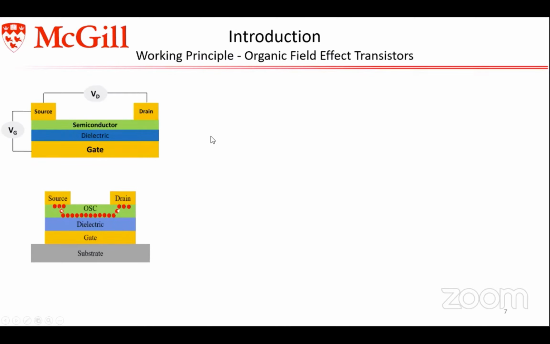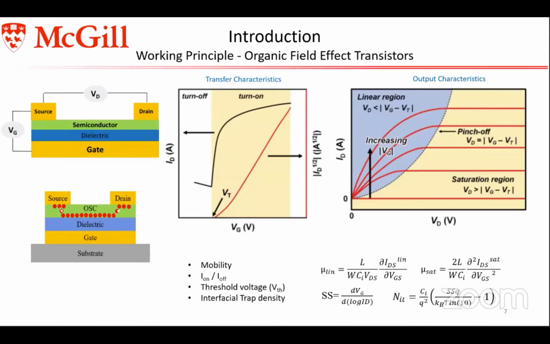The performance of this device can be evaluated by two types of current and voltage characteristics, named transfer and output. I won't go into the details, but the key figure of merit here is the charge carrier mobility, or the field effect mobility, which is nothing but the drift velocity of these carriers under applied field.